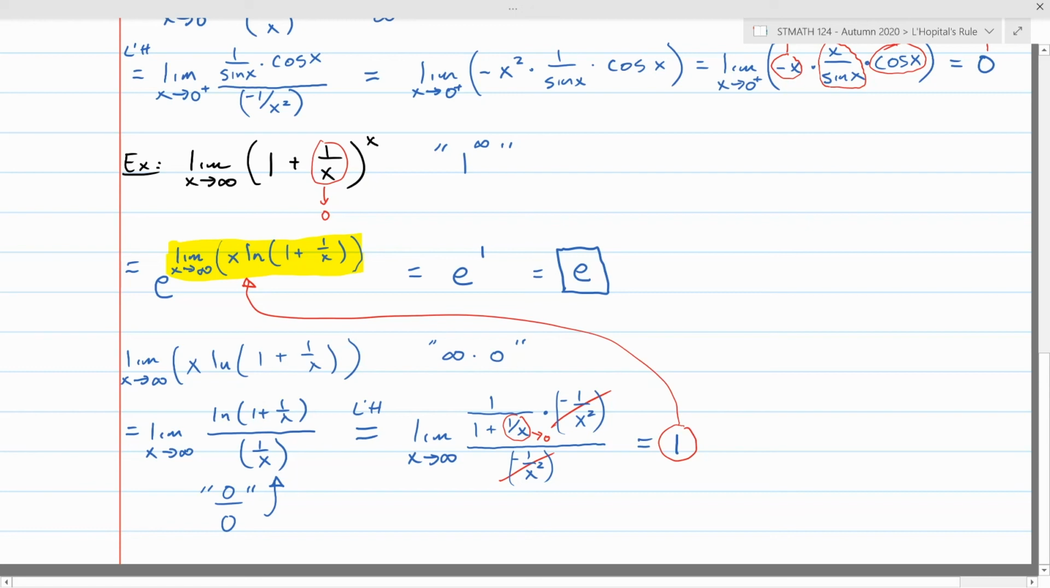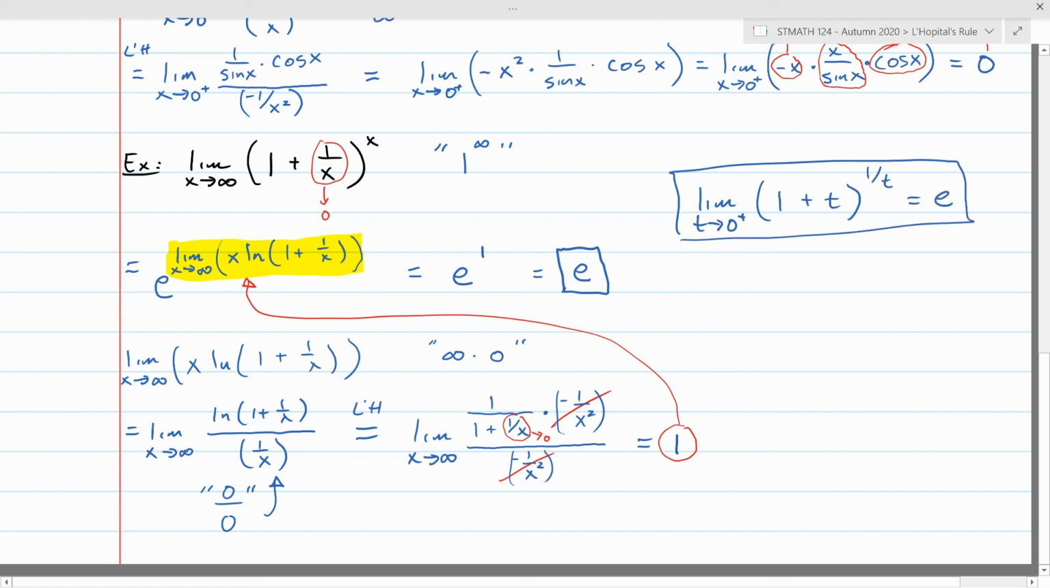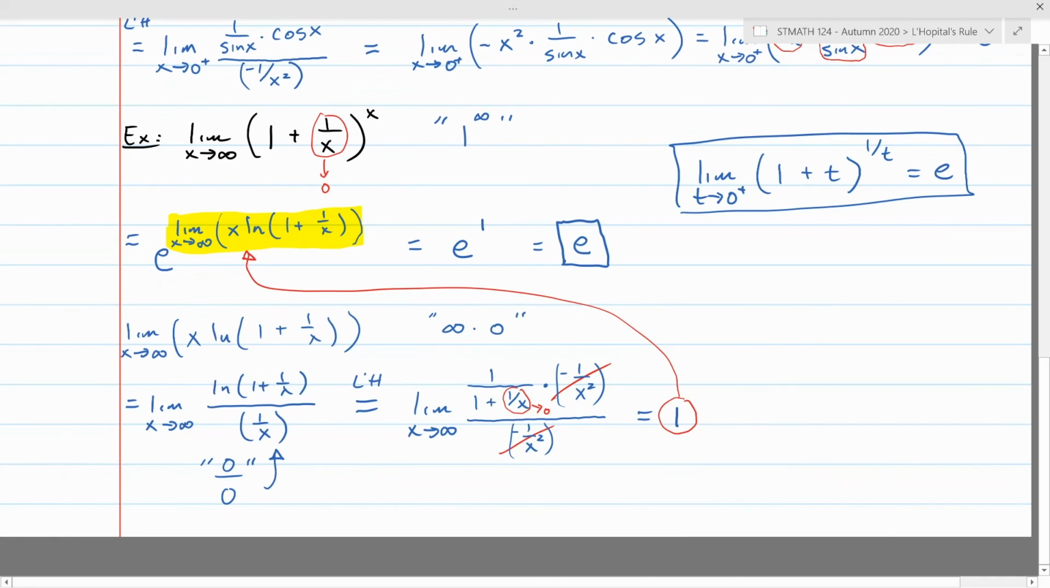Or you can do the trick that we did in a previous problem, where if x is going to infinity, you can replace that with t going to 0 from the right, and then it would become 1 plus t to the 1 over t. This is one way that e is often defined too. So anyway, there you go.